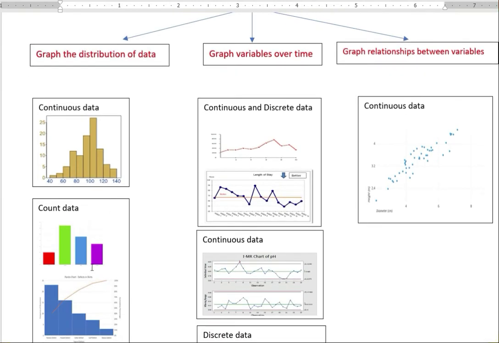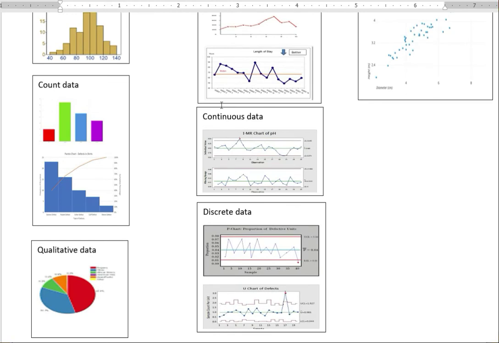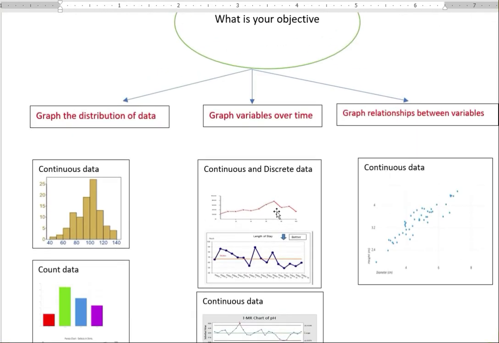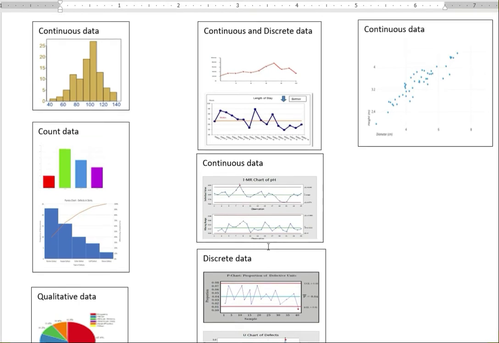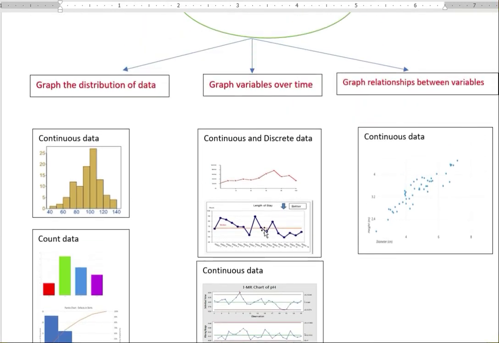So if you have data by different time, which graph do we need to use? Not histogram or bar chart. Use anyone from this list. We can use either line chart or this one. Which one? Run chart or control chart. Anyone we can use. What is the difference among these graphs?